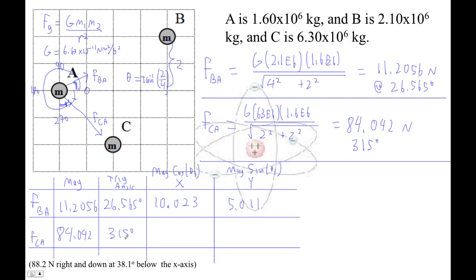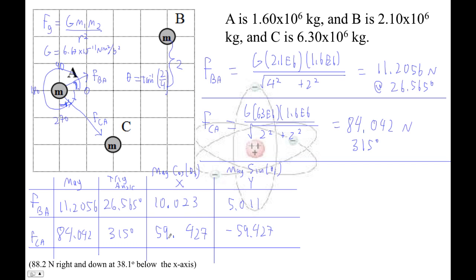And now let's find this guy here. 84.042 times cos 315. That's 59.427. It's actually 59.4266, and that's in the x direction. Then we're going to find it in the y direction. It'll of course be negative that, negative 59.427.